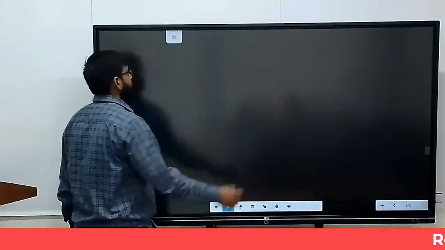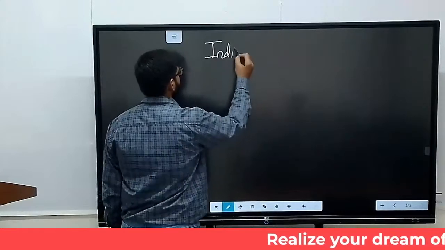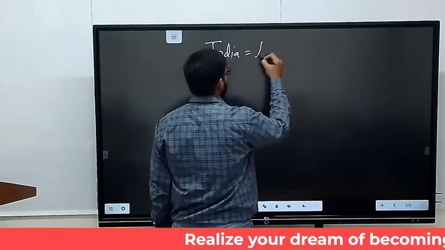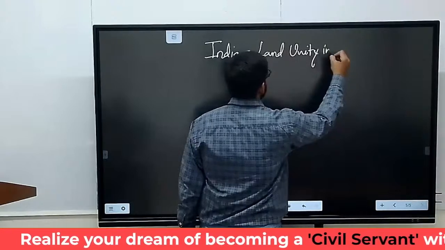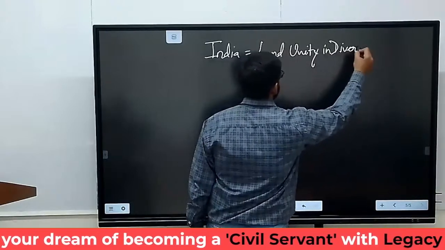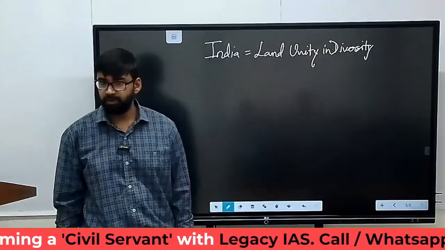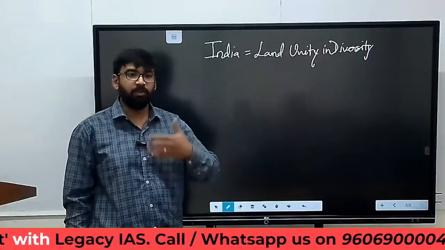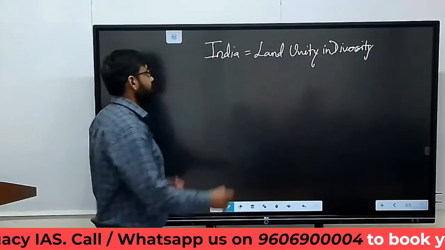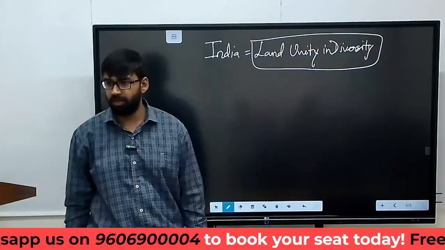Now, another example. We always use this term: India is a land of unity in diversity. Unity in diversity. Because different religions are present, different cultures are there, different communities are there. Now, this is given by our first Prime Minister, Jawaharlal Nehru.